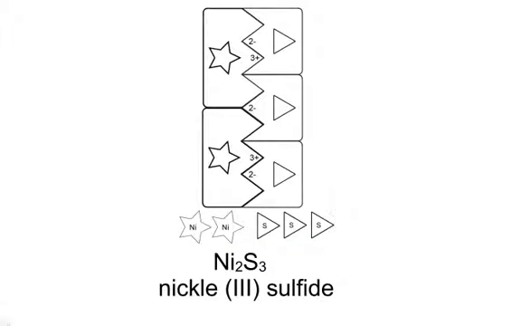Nickel 3 combined with the sulfur would give us a completely different ratio. We'd end up seeing that it was a 2-to-3 ratio of nickel to sulfur, and would have the chemical formula Ni2S3. We'd call this nickel 3 sulfide, again because the charge on that nickel atom, or nickel ion, was in fact 3.